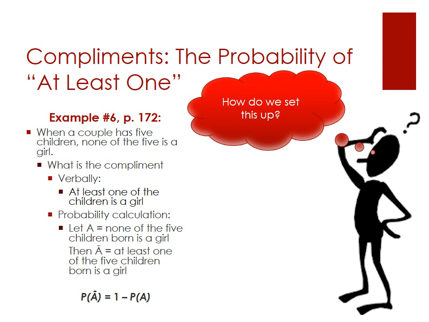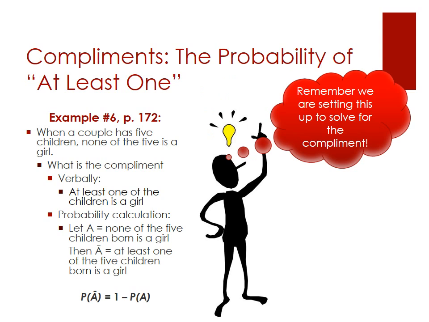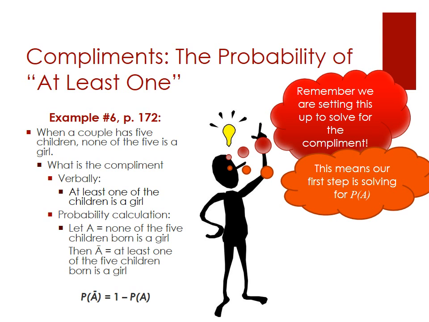So let's go through and look at how we set this problem up to solve it. Remember, we're setting this problem up to solve for the complement, so we're solving for the opposite. This means that our first step is solving for P of A. We're going to plug our P of A into the formula to get our P of not A, working backwards instead of trying to solve directly for P of not A, which would be very difficult here because we've not specified what particular order a girl is born in.